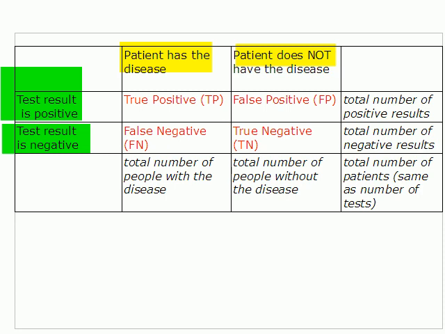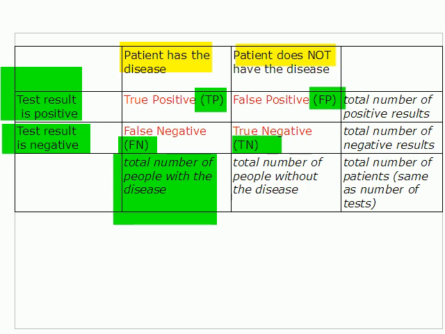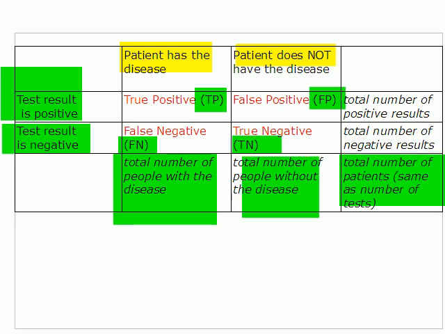Now if the test is positive and the person is sick, that's a true positive. If the test is positive and the person isn't sick, that's a false positive. Same for the negatives. Sick person with a negative test, that's a false negative. A well person with a negative test, that's a true negative. Now we can make some totals here. That's handy. This will be the total number of people with the disease, total people without, and total number of patients. It's also the total number of tests, because this row is the total number of positive test results, and here's the total number of negative test results.